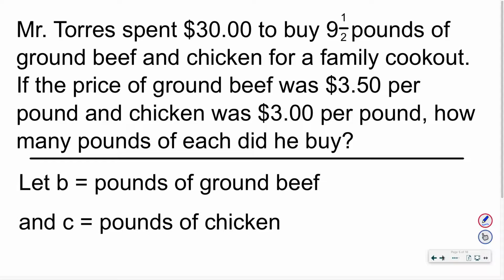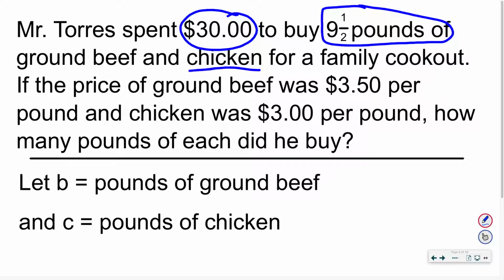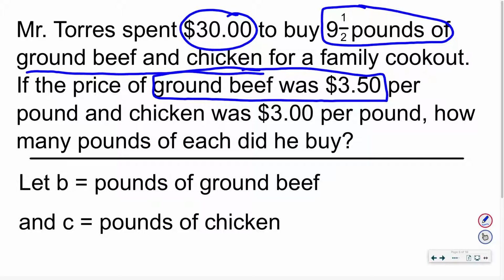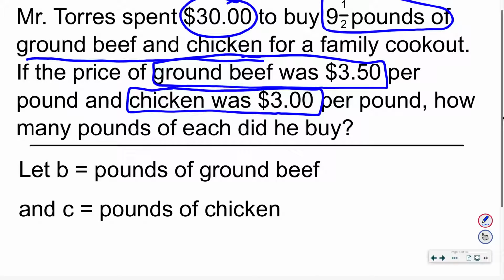He spent a total of $30 on a total of 9.5 pounds of beef and chicken. Ground beef was $3.50 per pound and chicken was $3 per pound. So based on the information that we know, what do we think the equations will be about? Those big ideas, the big information pulled out of this problem.